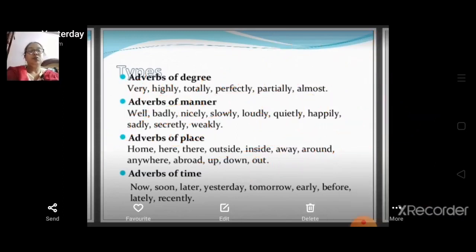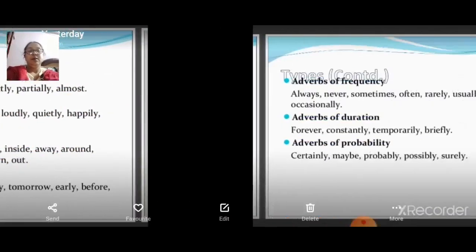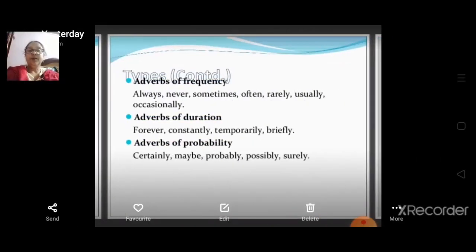Now we are moving to the next type of adverb, adverbs of frequency. Adverbs of frequency tell us how often the work has been done. An adverb of frequency indicates how often an action takes place and answers the question how often. They are usually placed before the main verb or after the helping verb.